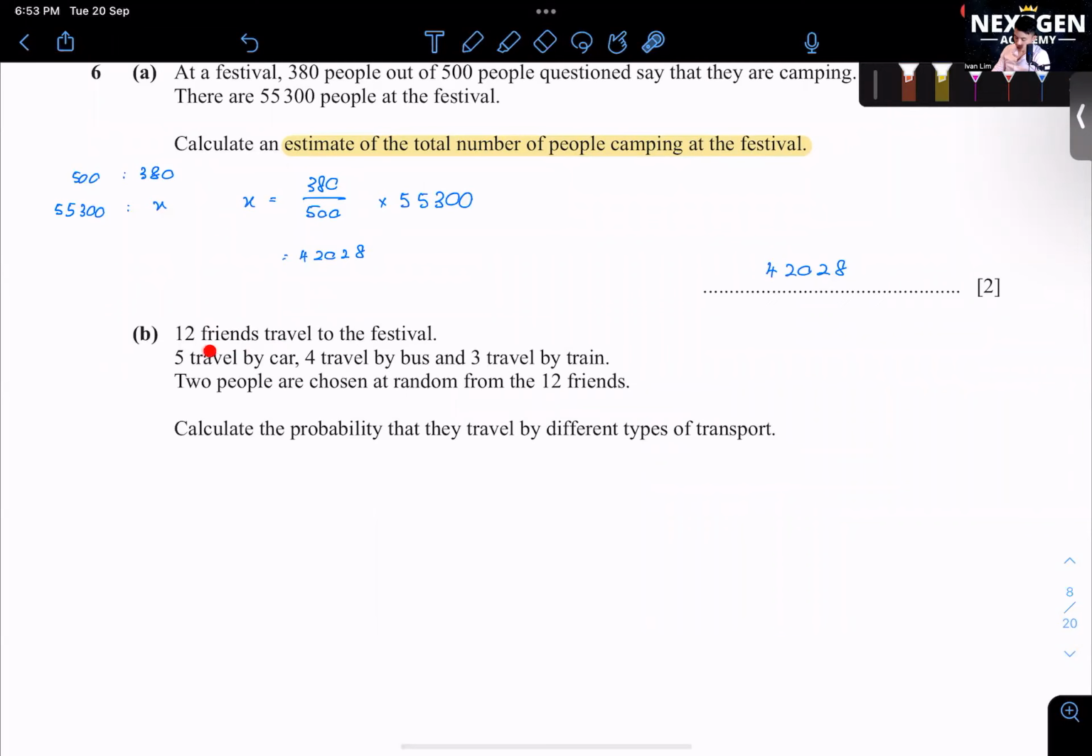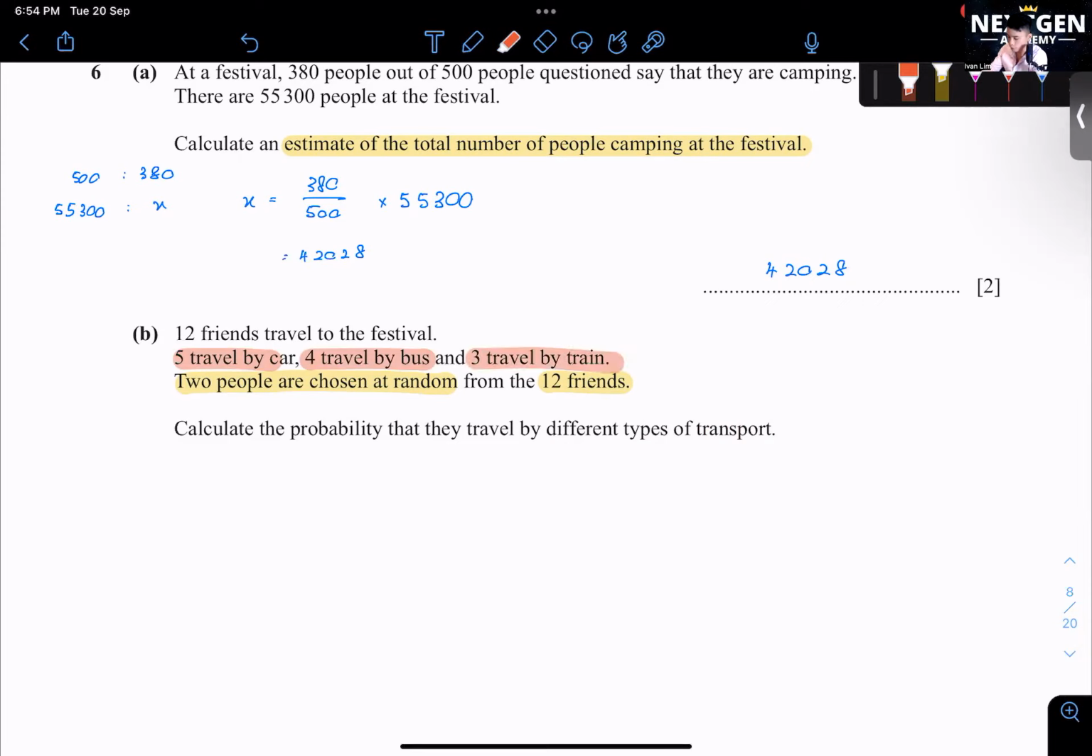Question B: 12 friends travel to the festival. 5 travel by car, 4 travel by bus, and 3 travel by train. 2 people are chosen at random from the 12 friends. Calculate the probability that they travel by different types of transport. So we need to calculate the probability of each transport first. So we read back: 5 travel by car, 4 by bus, 3 by train.